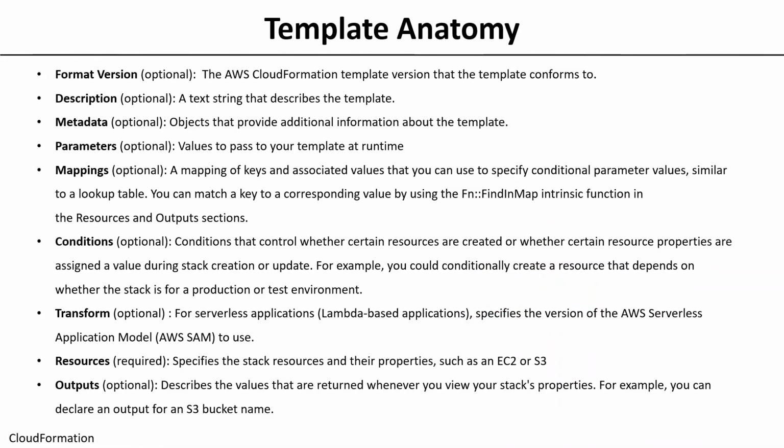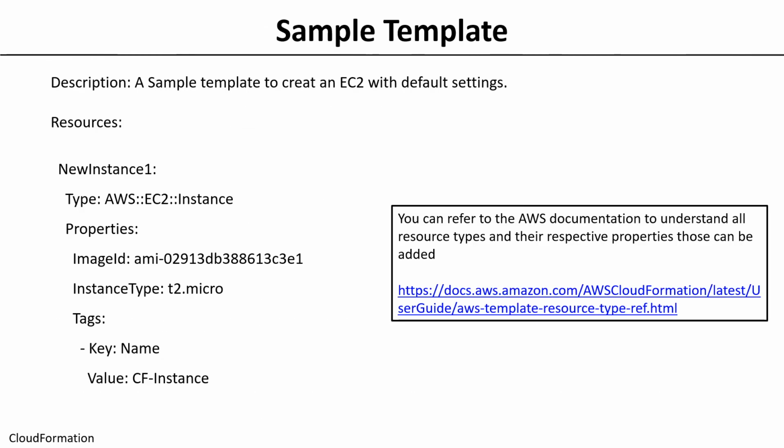These are the same descriptions that I just explained about the template. There is a sample template here, and this sample template creates an EC2 with default settings on the default VPC. So this is the description that we have written. Then we write resources. Resources has new instance one. New instance one is the name of the instance or that section that we want to give it. Then we'll say type AWS EC2 instance.